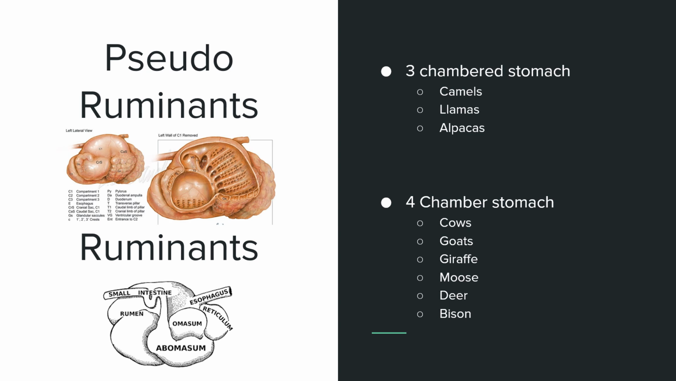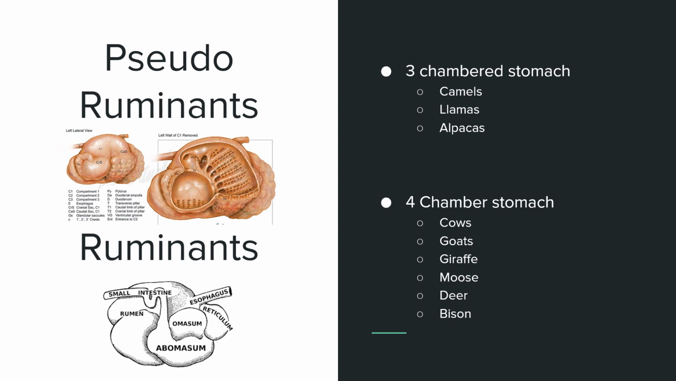The ruminants, though, is where we're going to spend a good amount of time as far as what we need to be responsible for knowing. This is one of those things where people say, oh, a cow has 4 stomachs. No, cows do not have 4 stomachs. They have 4 chambers in their stomach. So cows, goats, giraffes, moose, deer, again, 2-toed ungulates without top incisors are going to be your true ruminants.